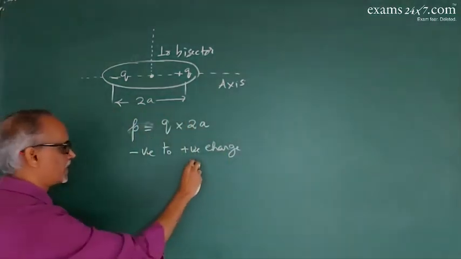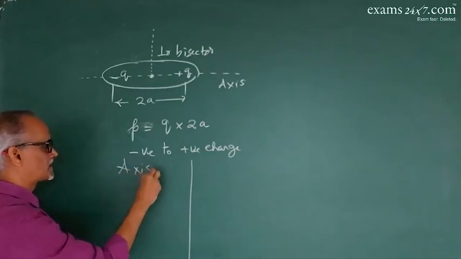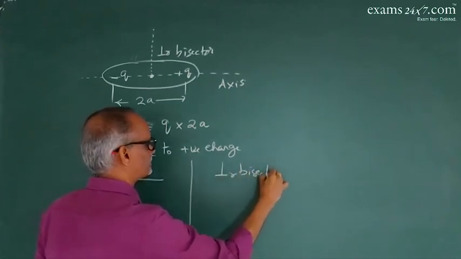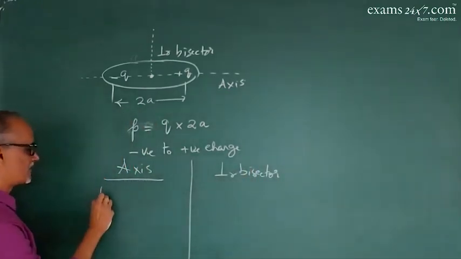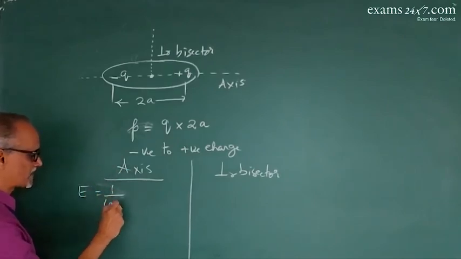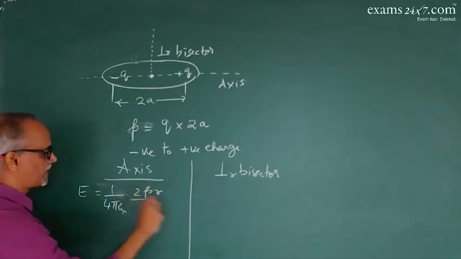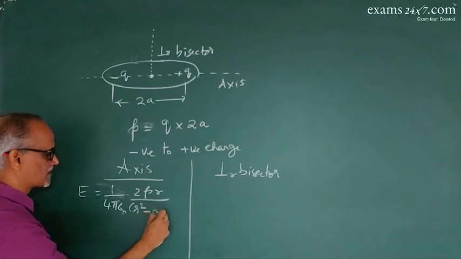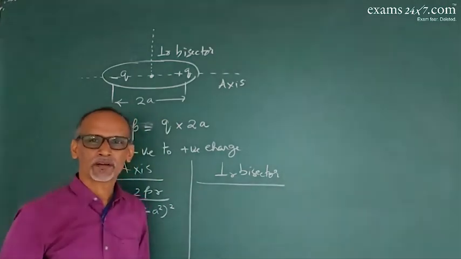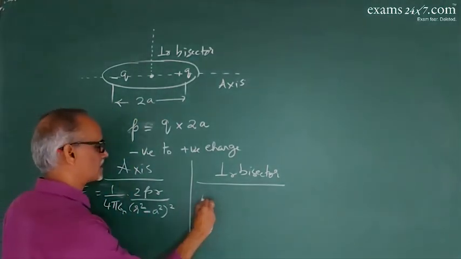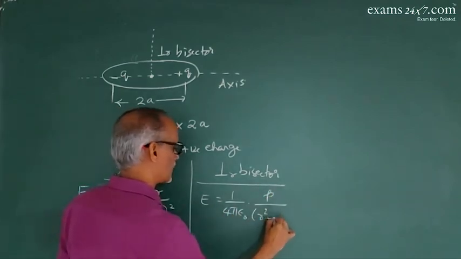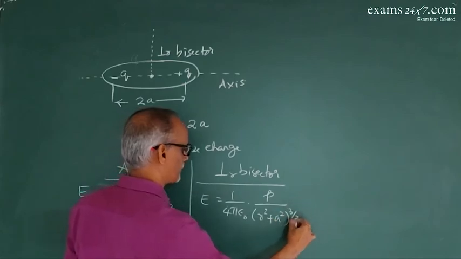So what is the electric field at a point on the axis? What is the electric field at a point on the perpendicular bisector? The net electric field at a point on the axis is E equals 1 by 4 pi epsilon naught 2pr by (r square minus a square) the whole square. Whereas at a point on the perpendicular bisector, E equals 1 by 4 pi epsilon naught p by (r square plus a square) to the power 3 by 2.